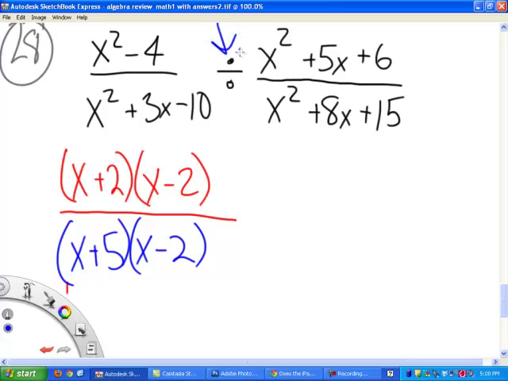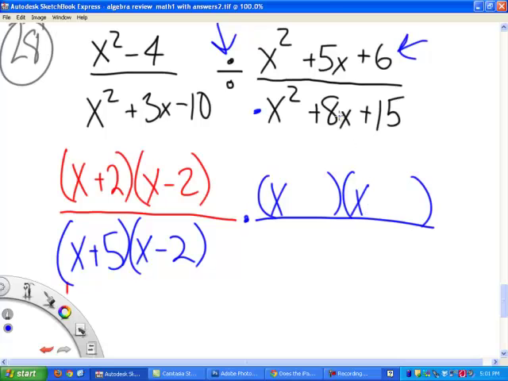This division sign right here means that we flip it upside down. So I'm going to flip this right now. This right here is going to go on the top, and this is going to go on the bottom. But first, let's factor it together. This is going to go on the top, and I need two numbers that multiply to 15 and add to 8. So it's going to be x and x, and two numbers that add up to 8 are 3 and 5. And 3 and 5 also multiply to 15.